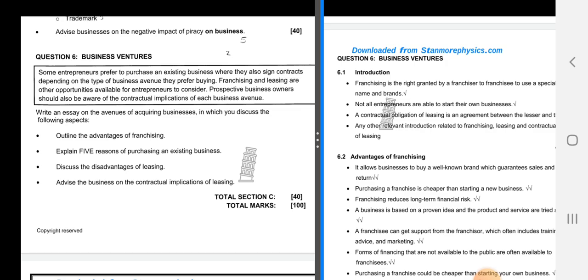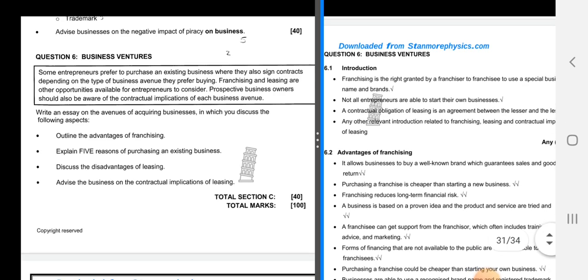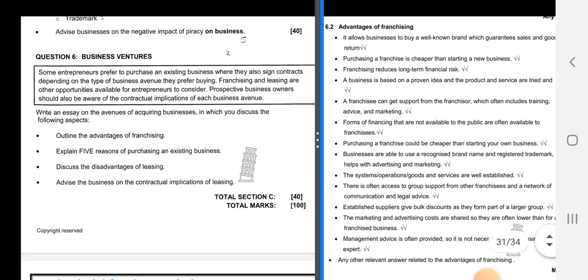So you can talk about entrepreneurs who buy existing businesses. You can also talk about franchises in your introduction. You can even talk about why other entrepreneurs prefer buying an existing business to starting their own. And then the next part is: write an essay on the avenues of acquiring a business, in which you discuss the following aspects. So you outline the advantages of franchising. You're going to talk about all the advantages of franchising.